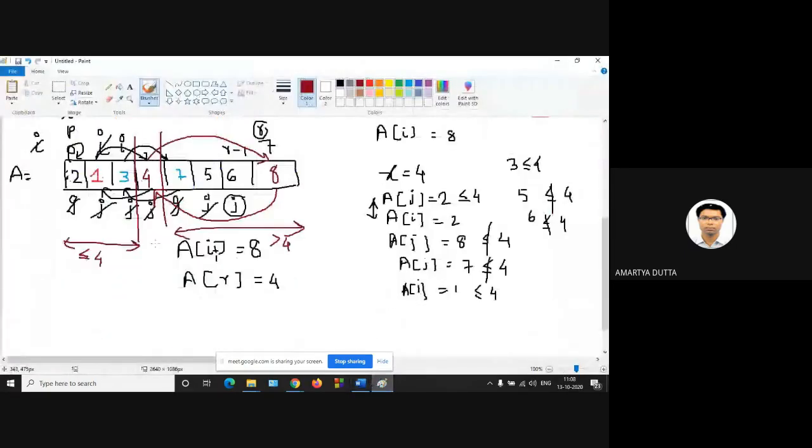Now you have to recursively solve this 2, 1, 3 and this 7, 5, 6, 8. Okay, is it clear?